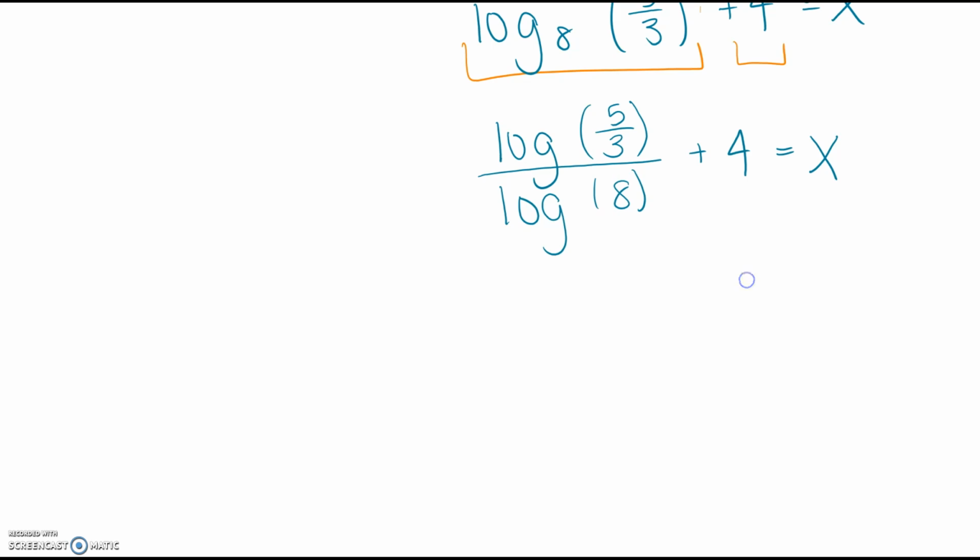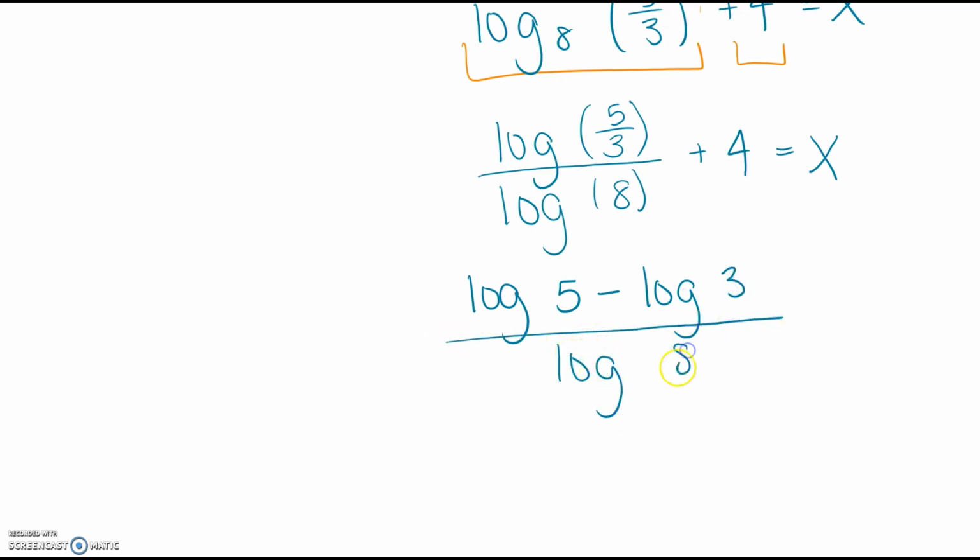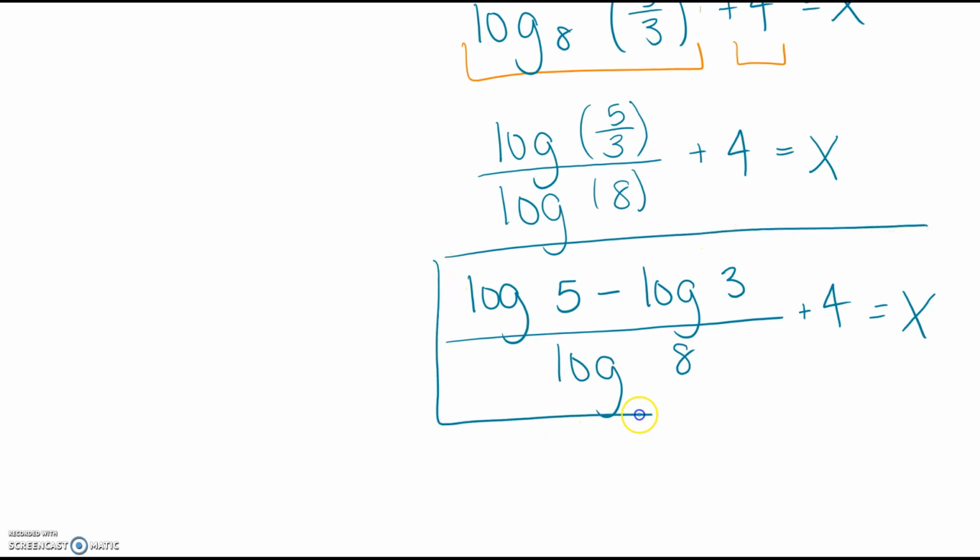Another way to write this, because we have a fraction, is log of 5 minus log of 3 over log 8 plus 4 equals x. Since we have a fraction and a fraction, we can expand our numerator so it doesn't look as weird.